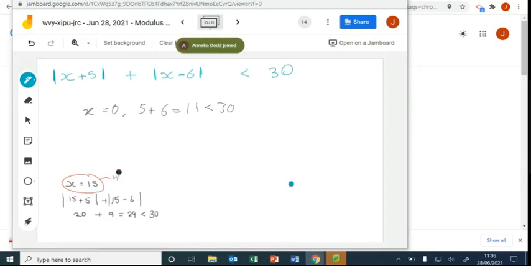Okay, so I see 0. Yeah, x equals 0 works. Someone's put x equals 15 is the highest value. Okay, they've changed it to integer. So is there an easier way of doing these questions? Maybe, possibly. Right.